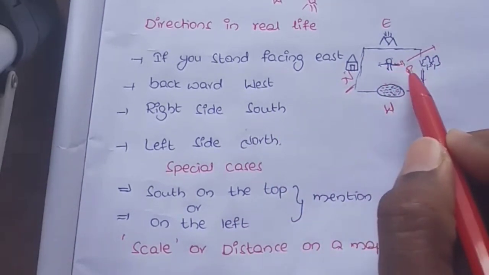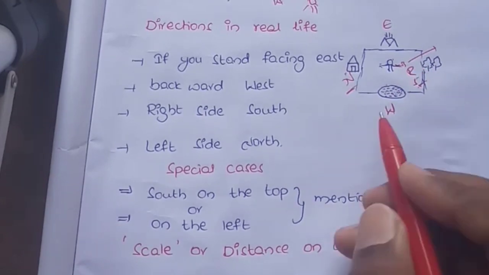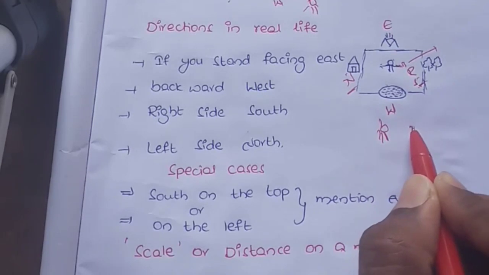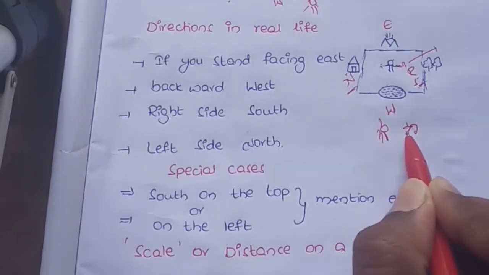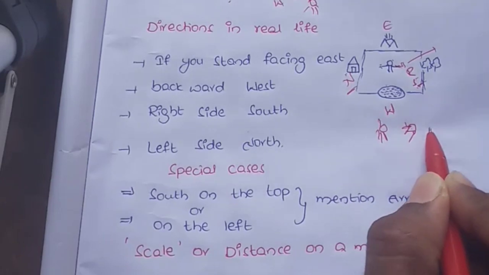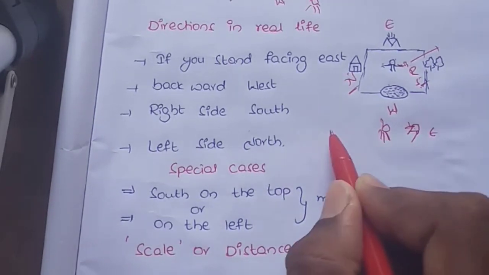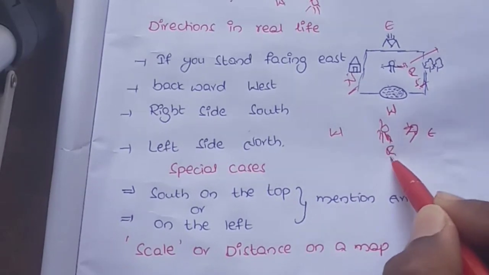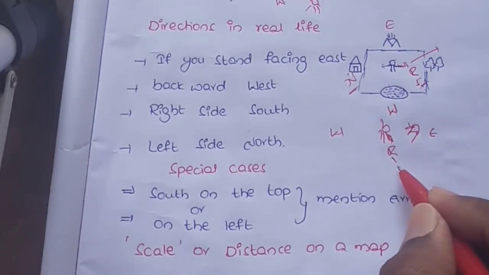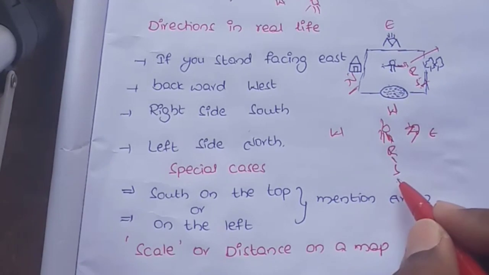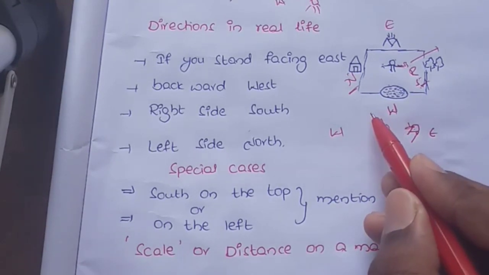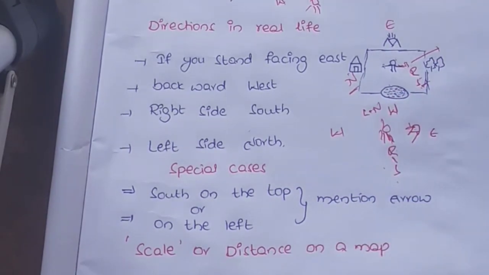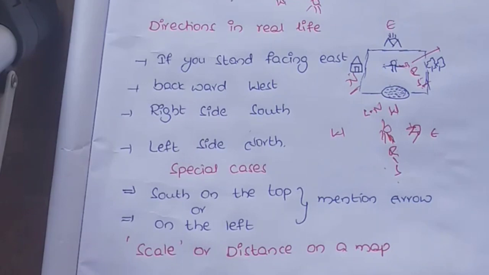Suppose a person is standing facing this side, just imagine one person is standing here and the sunrise is here. Sunrise is here, so automatically it becomes the east direction. So the back of him is west direction, and for him the right side is this one. Right, R. After R, what will come in the alphabet? S. So this side becomes the south direction and the left side becomes the north direction. So this is the way we can easily find directions in real life.